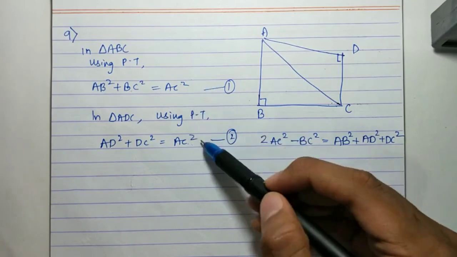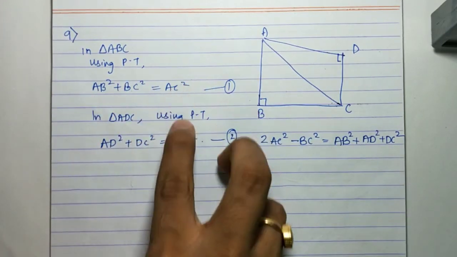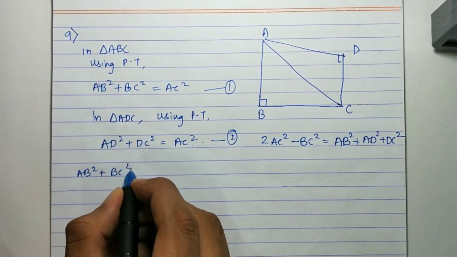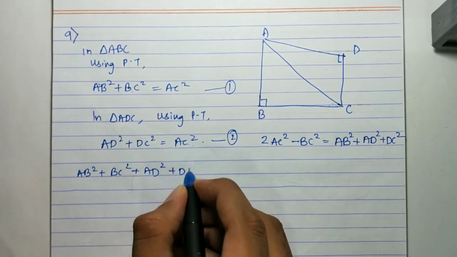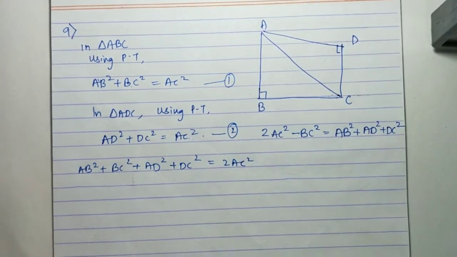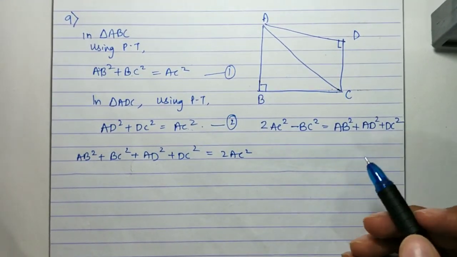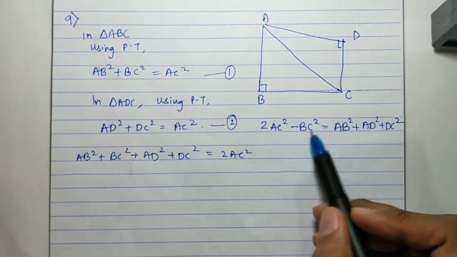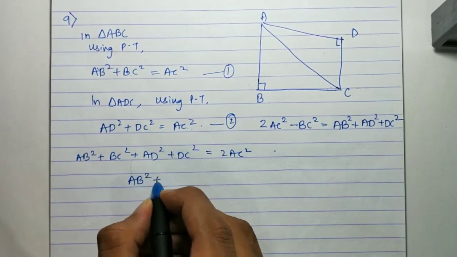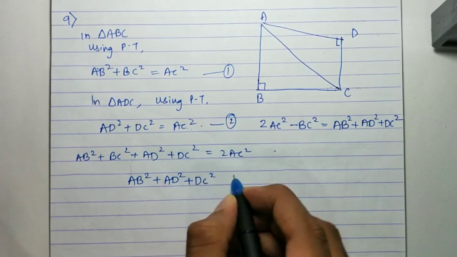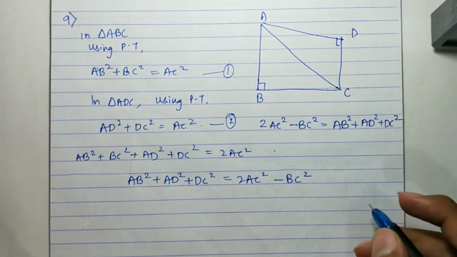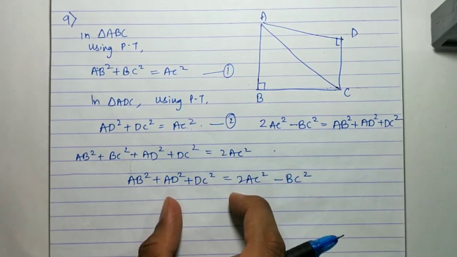Now I will add both these equations. The left hand side will get added and the right hand side will get added. So when I add, I will get AB square plus BC square plus AD square plus DC square equals AC square plus AC square, which is 2AC square. Now what do I want? I want minus BC square with AC square. So I will shift this BC square on the right hand side: 2AC square minus BC square. If you compare these two, we have proved the equation.